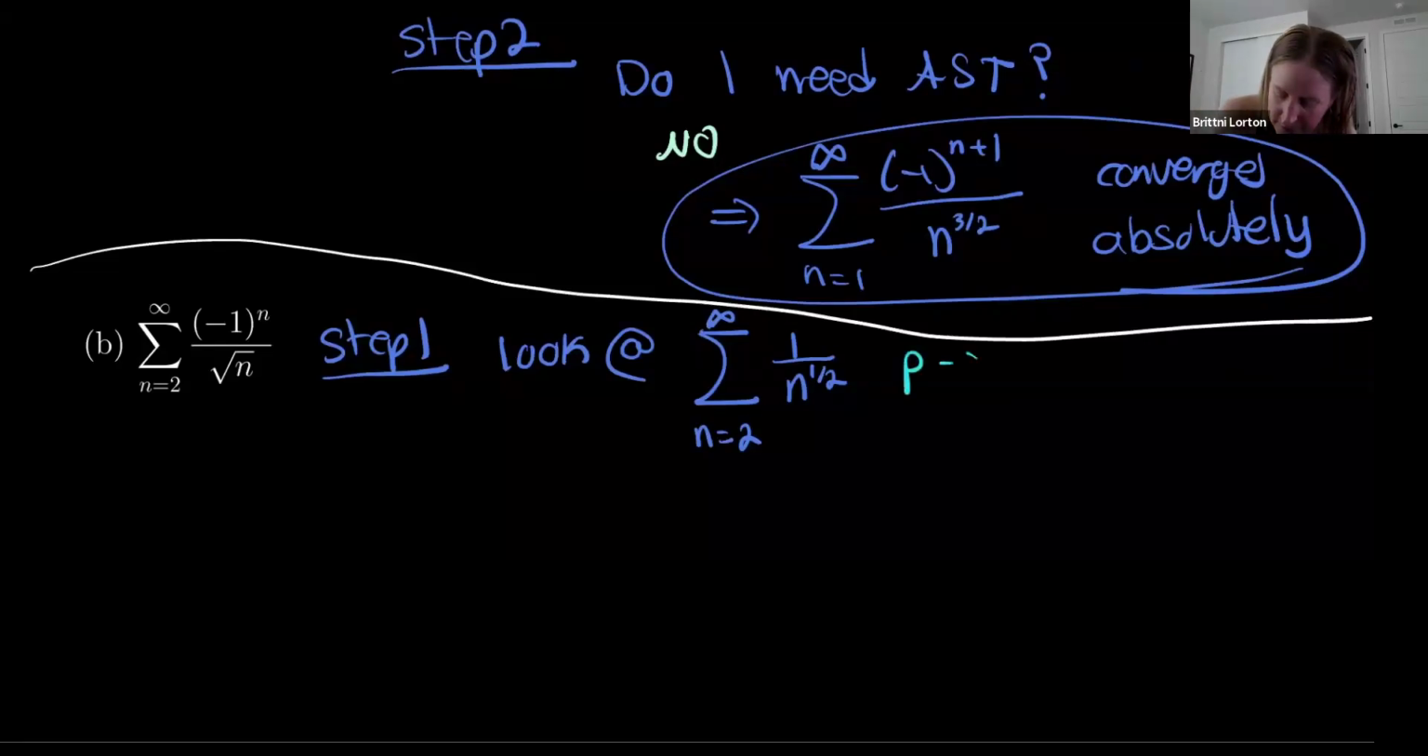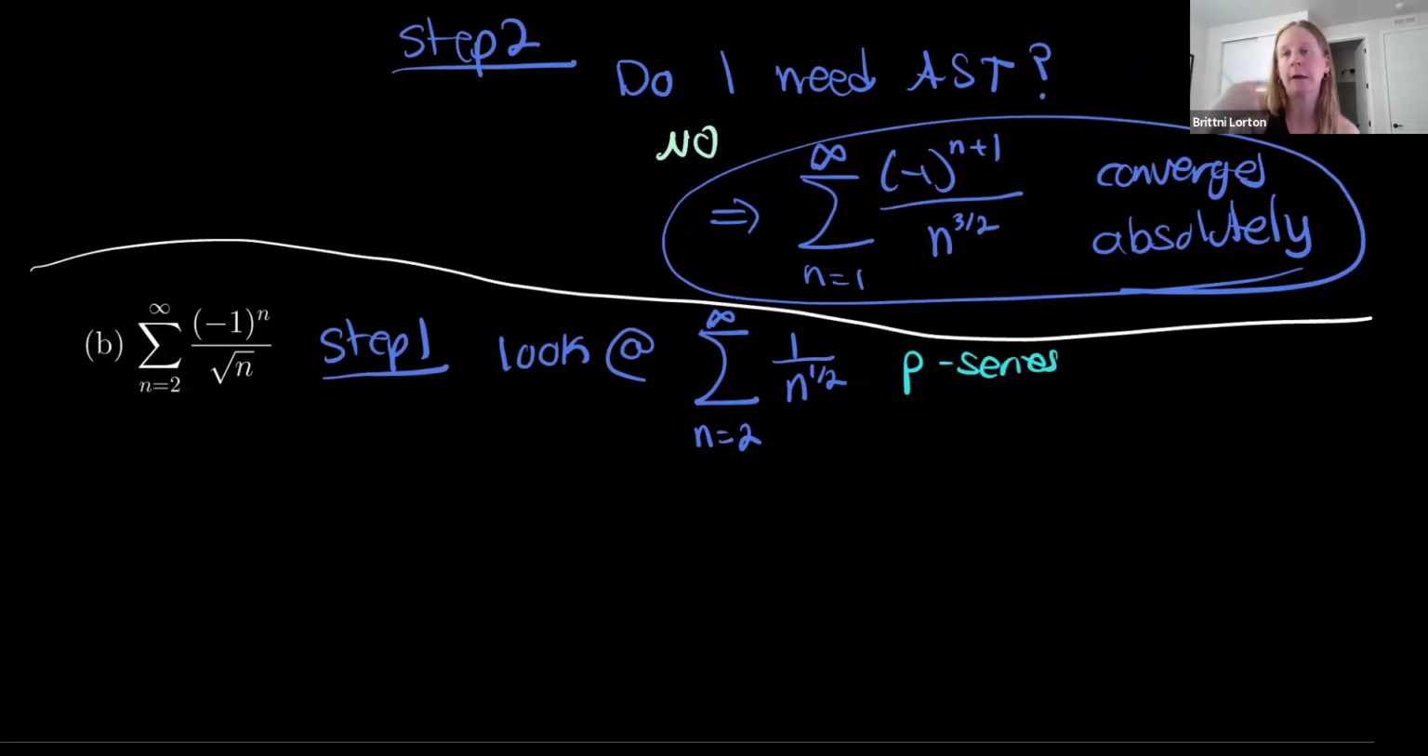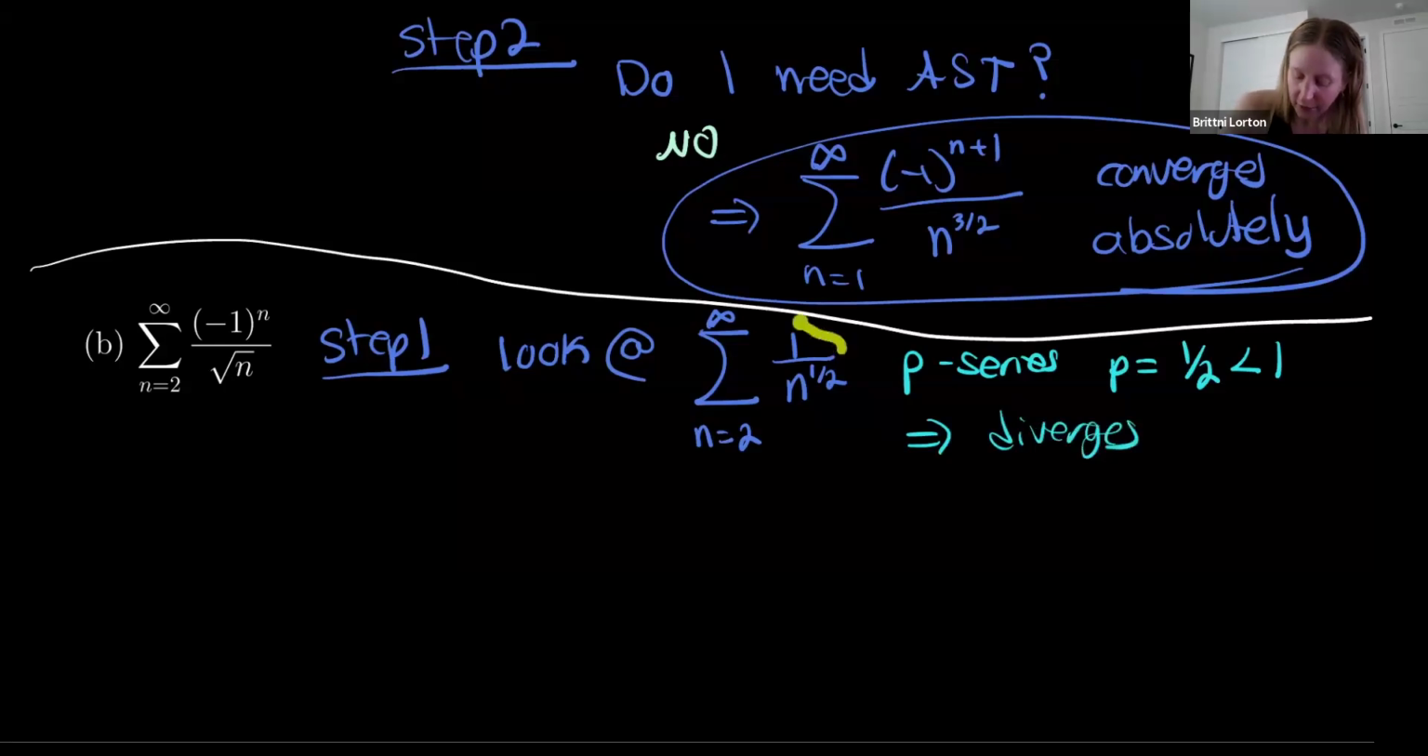So this is just a p-series, or maybe you do an integral test, or maybe you do a divergence test, or maybe you do all kinds of whatever other stuff that you might be doing. But this one is a p-series, so I'm going to start off with the easy ones, where p is 1/2, which is less than 1. So that means that this series diverges. This series, the non-alternating version, diverges.